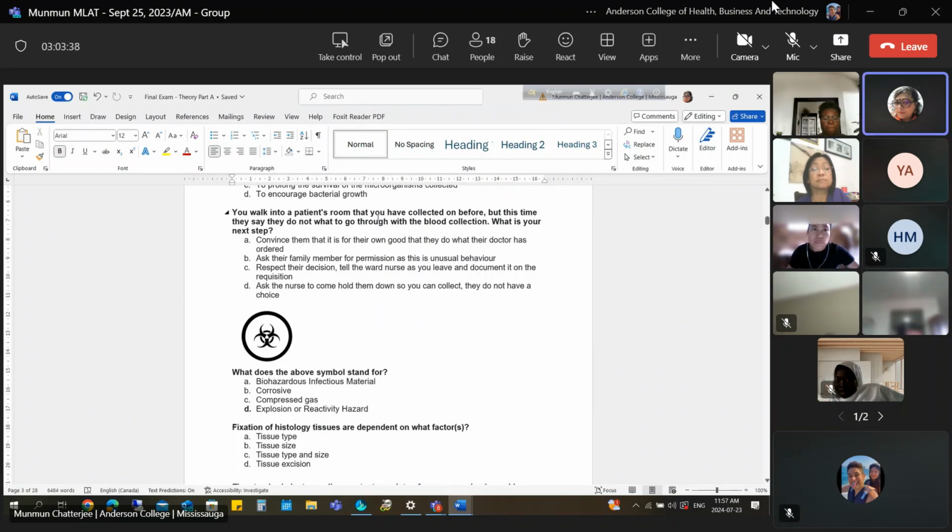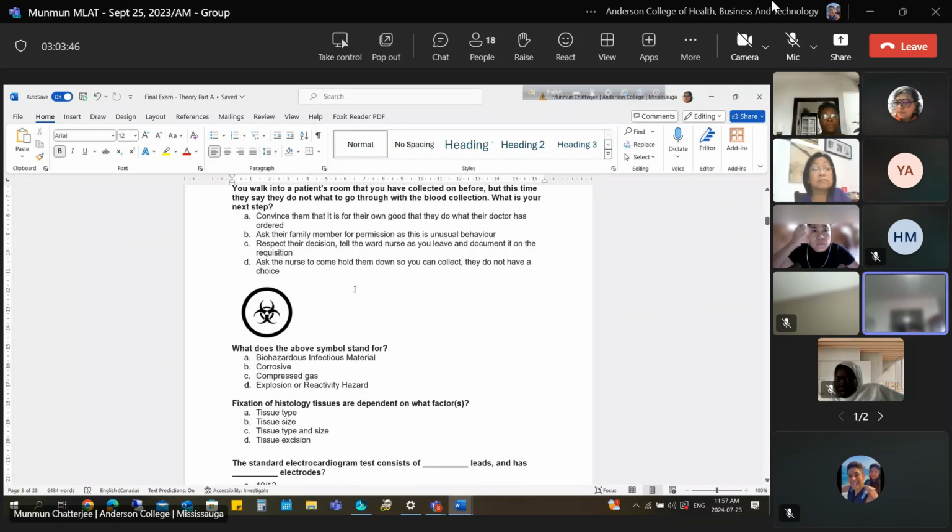Okay, patient's room that you have collected from before, but they say they do not want to go through with the blood collection. What is your next step? Letter C. Respect their decision. Tell the ward nurse. Yes. Okay. Good.